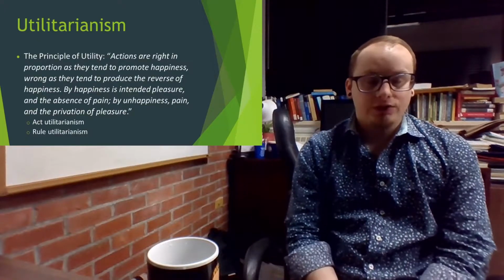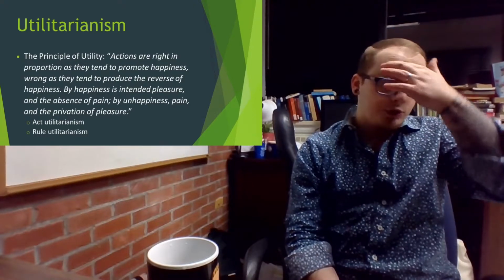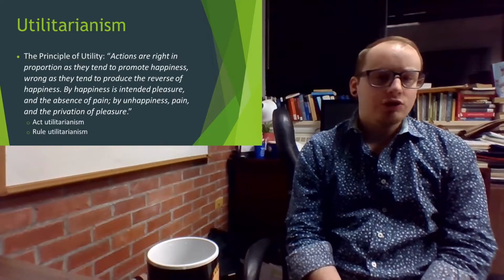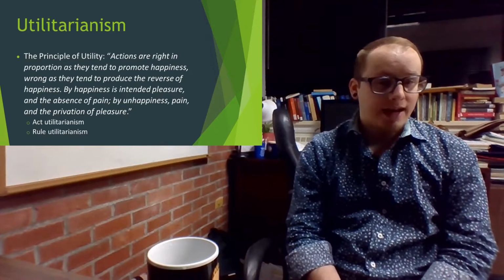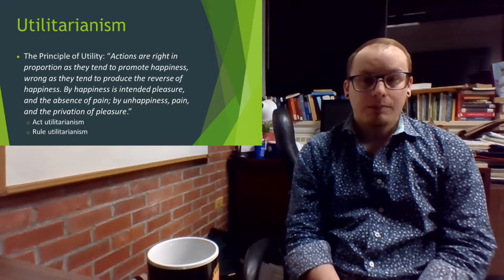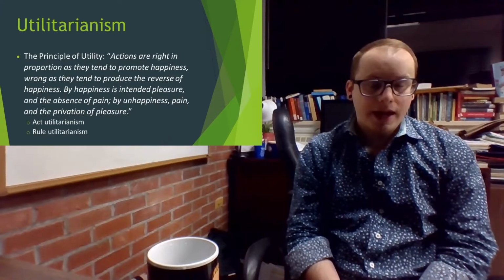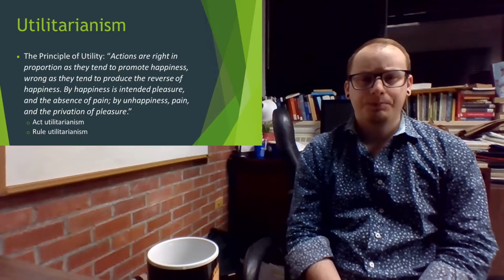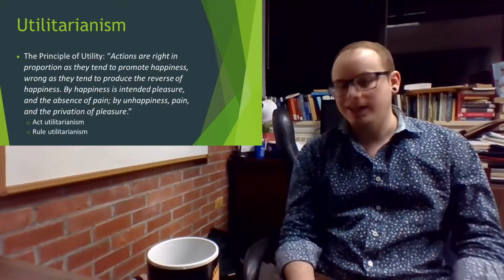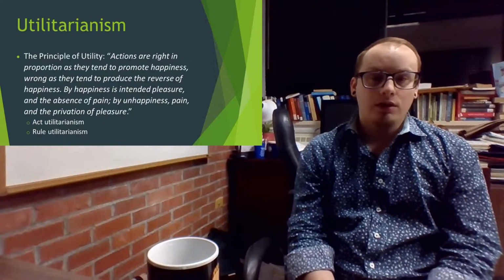So first, let's just recount what utilitarianism argues. We can look at the principle of utility as formulated by John Stuart Mill, where he says, actions are right in proportion as they tend to promote happiness, wrong as they tend to produce the reverse of happiness. By happiness is intended pleasure and the absence of pain. By unhappiness, pain and the privation of pleasure. So the goal in utilitarianism is to, in general, promote the greatest good for the greatest number of people, right?